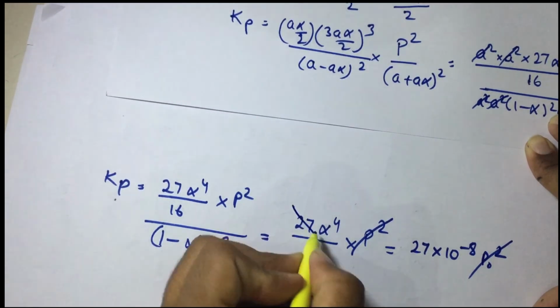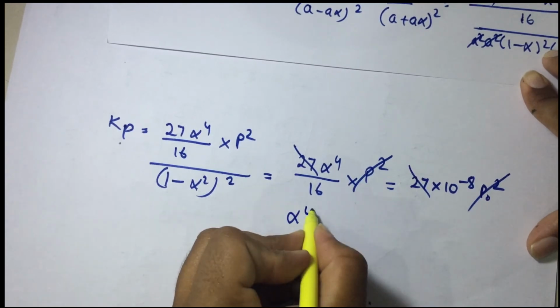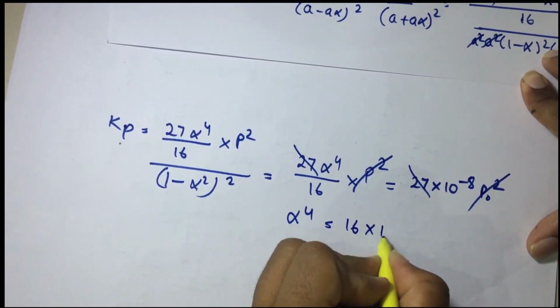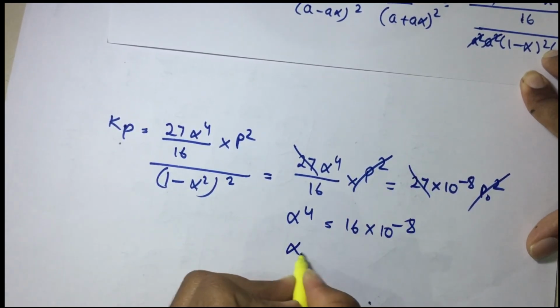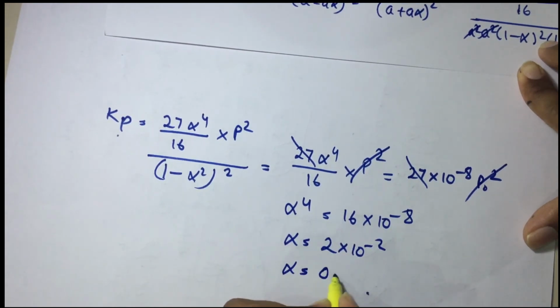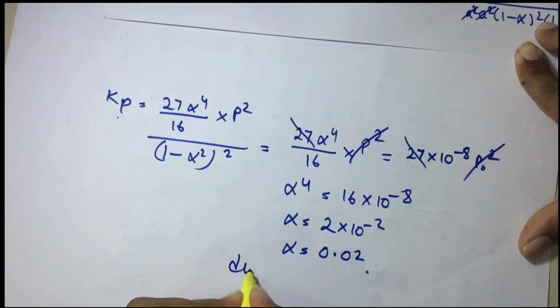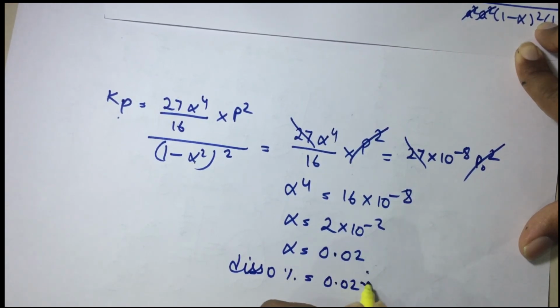Now we will solve this. 27 will cancel out each other. Alpha to the power 4 will be 16 into 10 to the power minus 8. So alpha will be 2 into 10 to the power minus 2, which is 0.02. If in the question dissociation percentage was asked, then it will be 0.02 into 100, which is 2%.